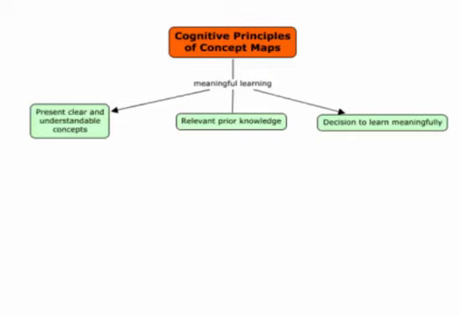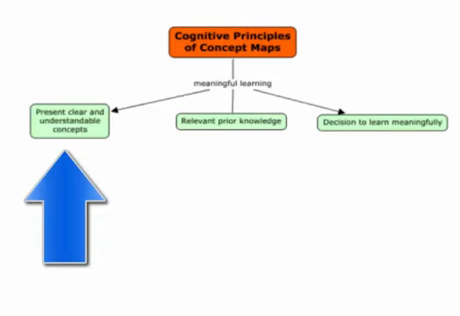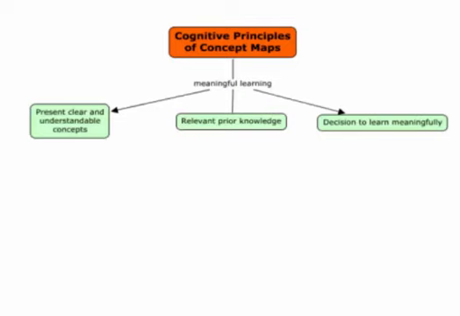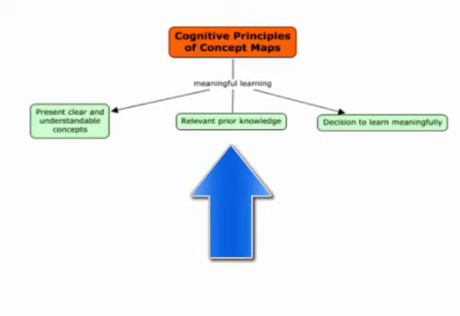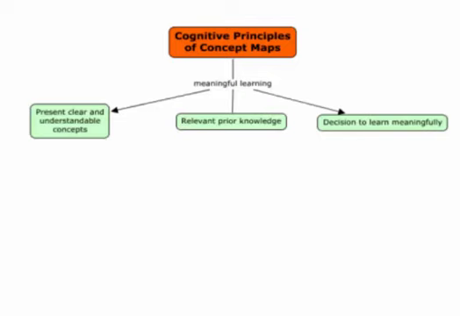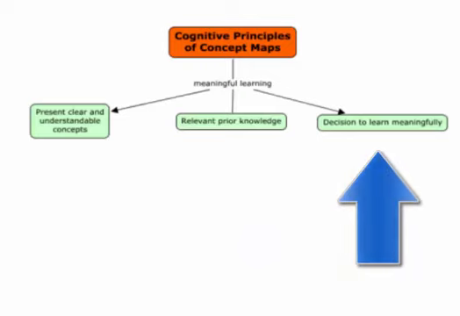Firstly, the material to be learned must be conceptually clear and presented with language and examples relating to the learner's prior knowledge. Secondly, the learner must possess relevant prior knowledge. And thirdly, the learner must choose to learn meaningfully.